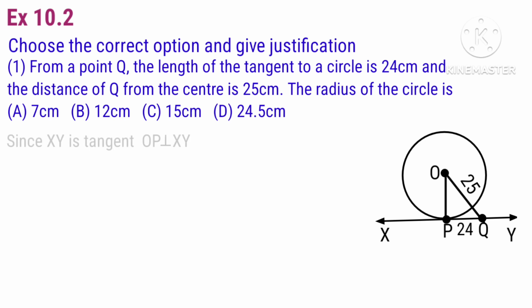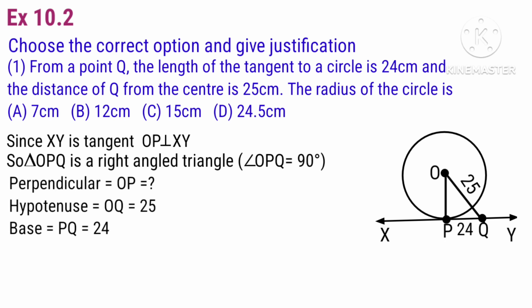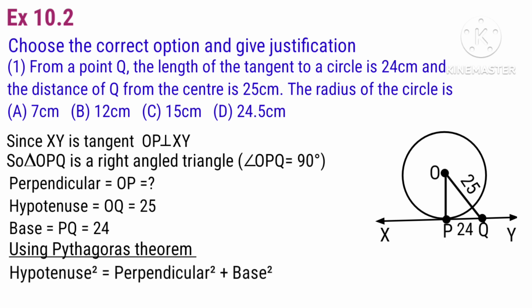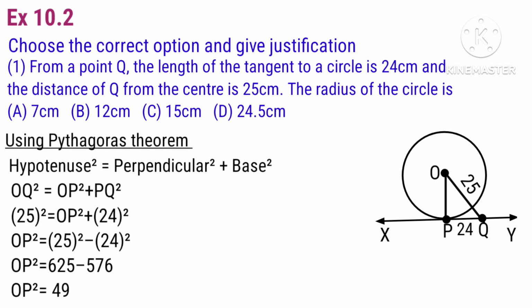So here, since XY is tangent, it will always be perpendicular to the radius of the circle. So that is OP is perpendicular to XY. So here angle OPQ is 90 degree. Opposite to 90 degree is hypotenuse. So here OQ is hypotenuse, and 90 degree and theta will fall on the same line. That line is known as base. So here PQ is base and we have to find the perpendicular, that is OP. How to find it? By using Pythagoras theorem we can find it. Hypotenuse square is equal to perpendicular square plus base square. So that is OQ square is equal to OP square plus PQ square.